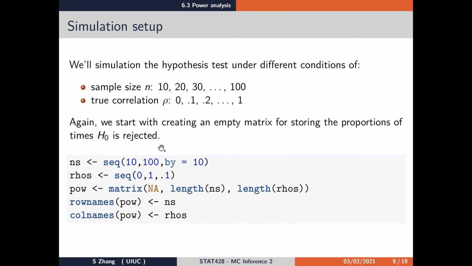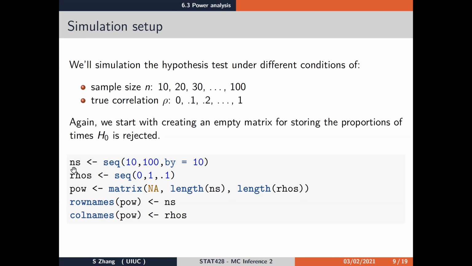We will consider sample sizes of 10 to 100 with an increment of 10 each time. For the true correlation between x and y, we will consider the case where they are uncorrelated, 0, and then 0.1, 0.2, all the way up to 1. Note that we're not considering the case where rho is negative here, but if you want to do that, that is fine as well. Again, we would like to start by creating an empty matrix for storing our results. And our results will be the proportion of times H0 is rejected under each condition of n and rho.